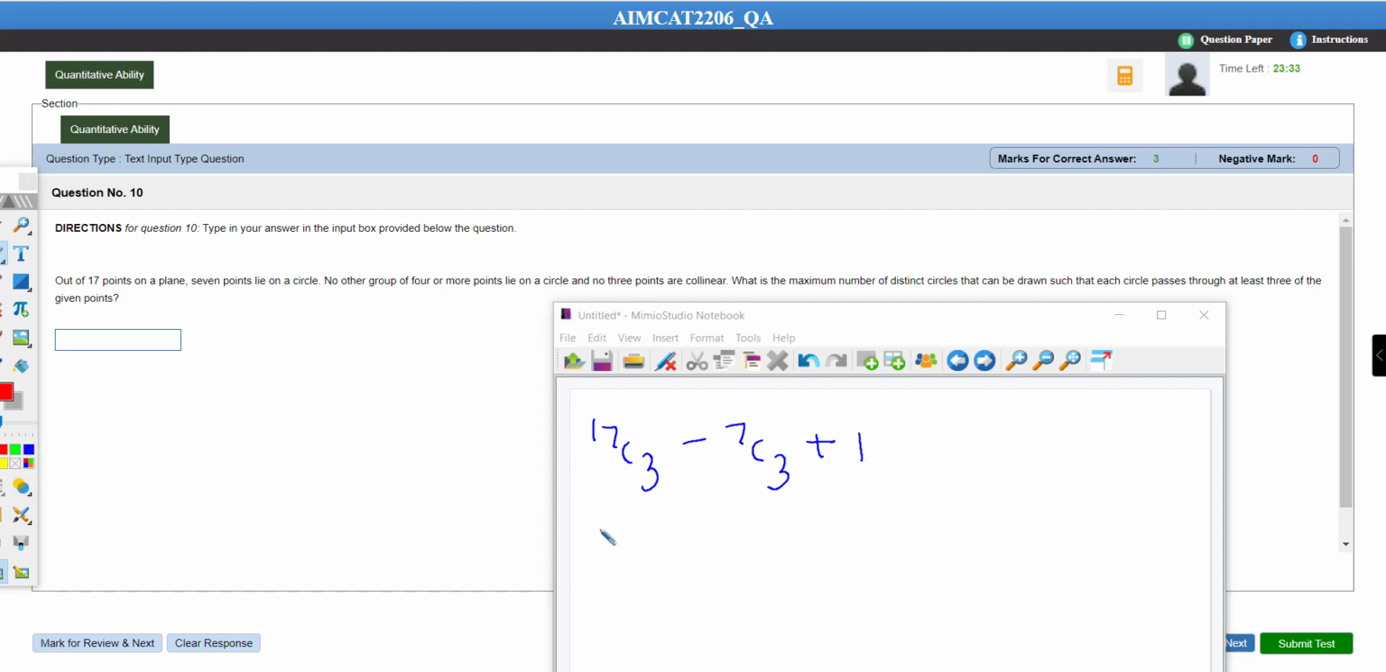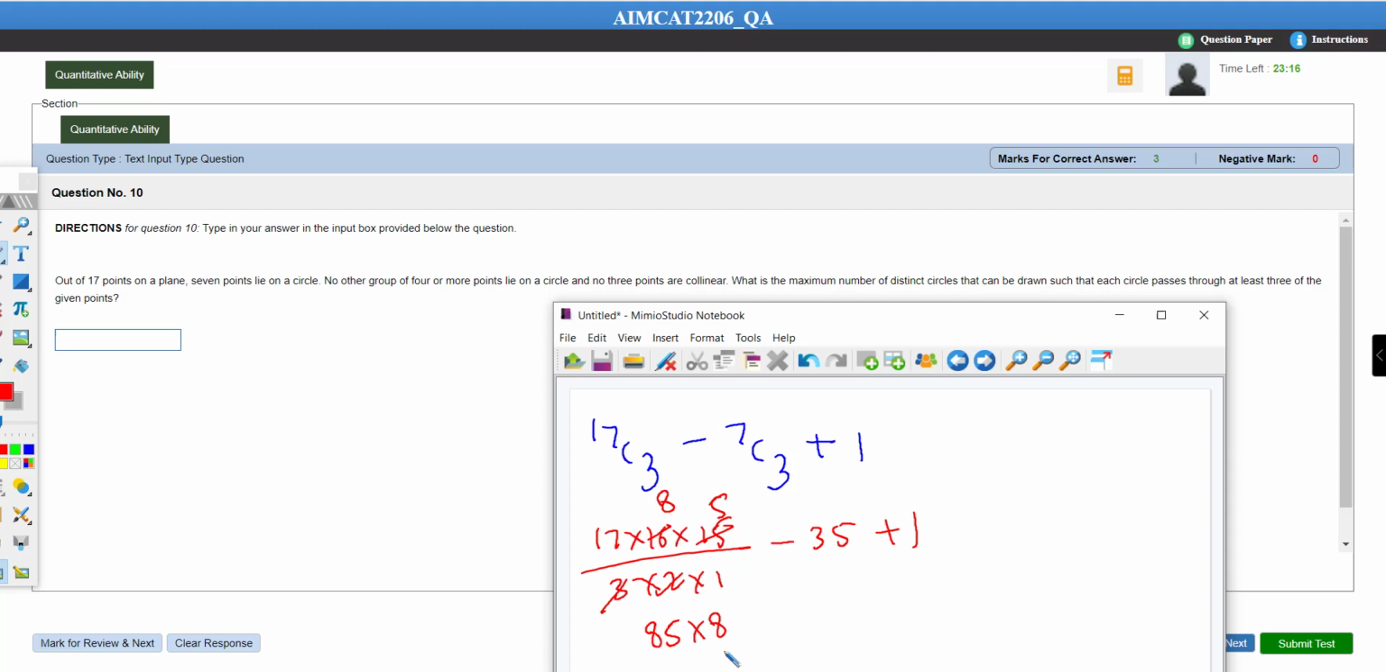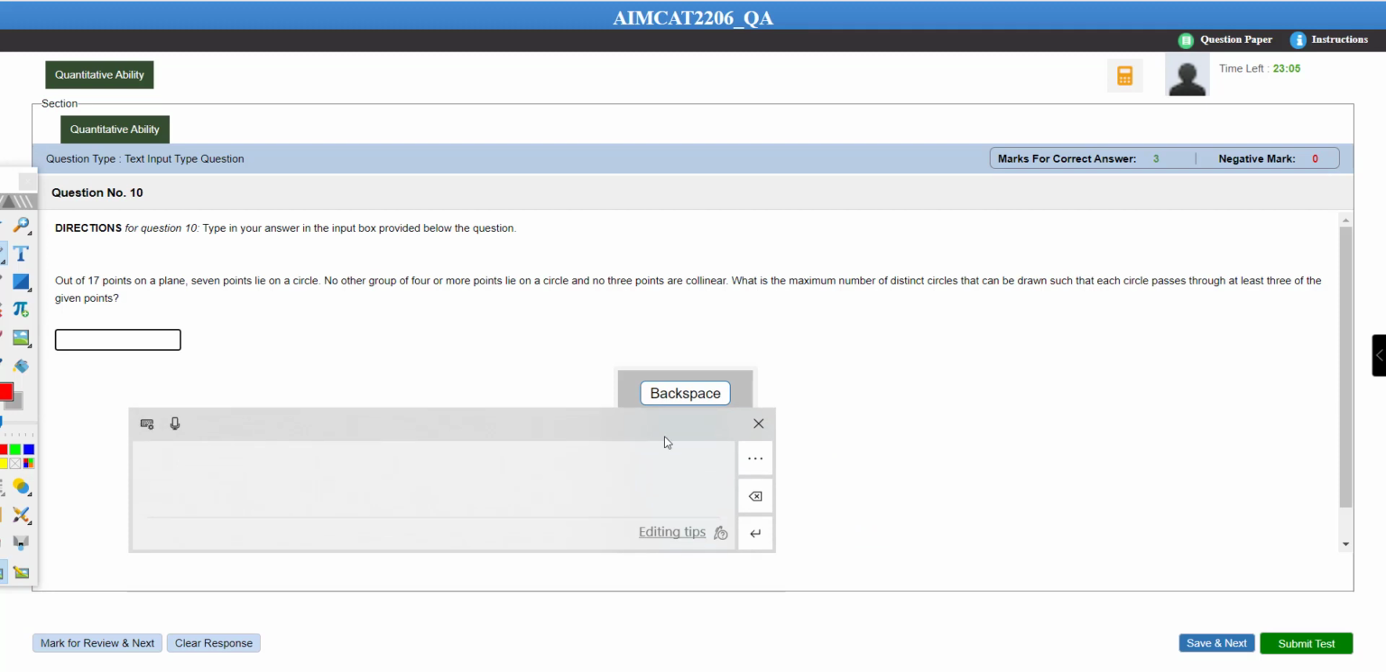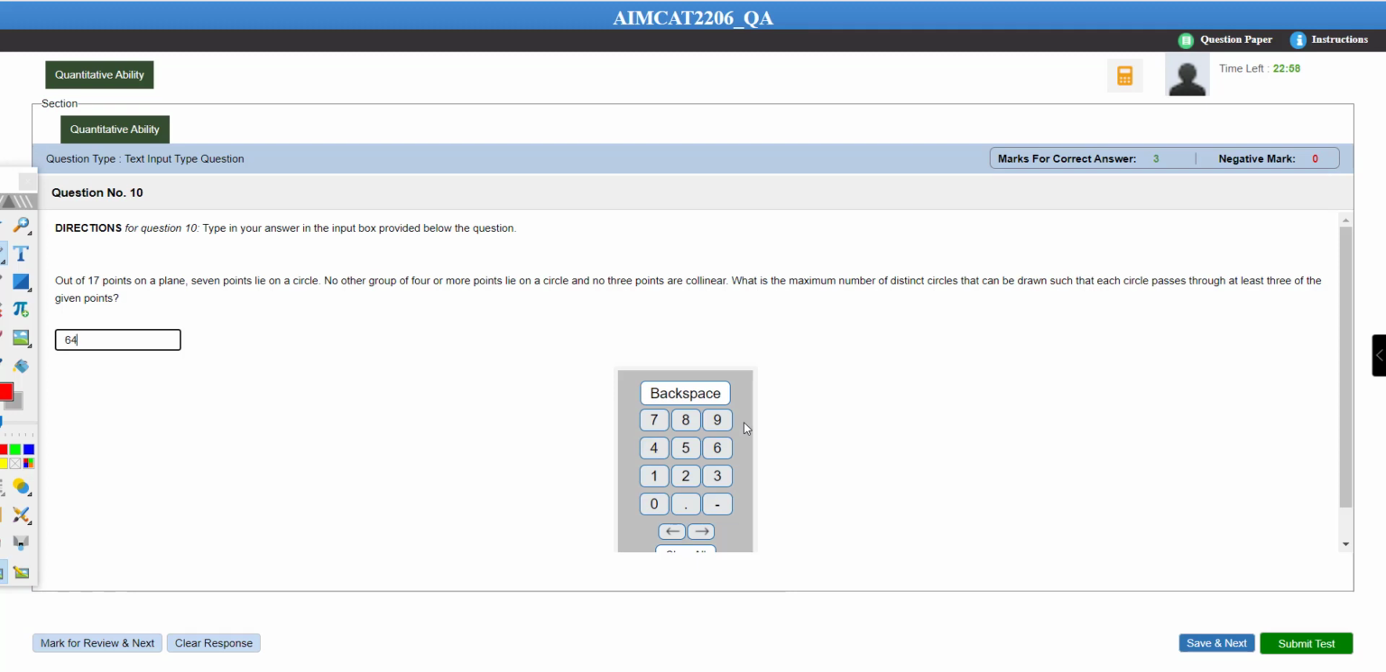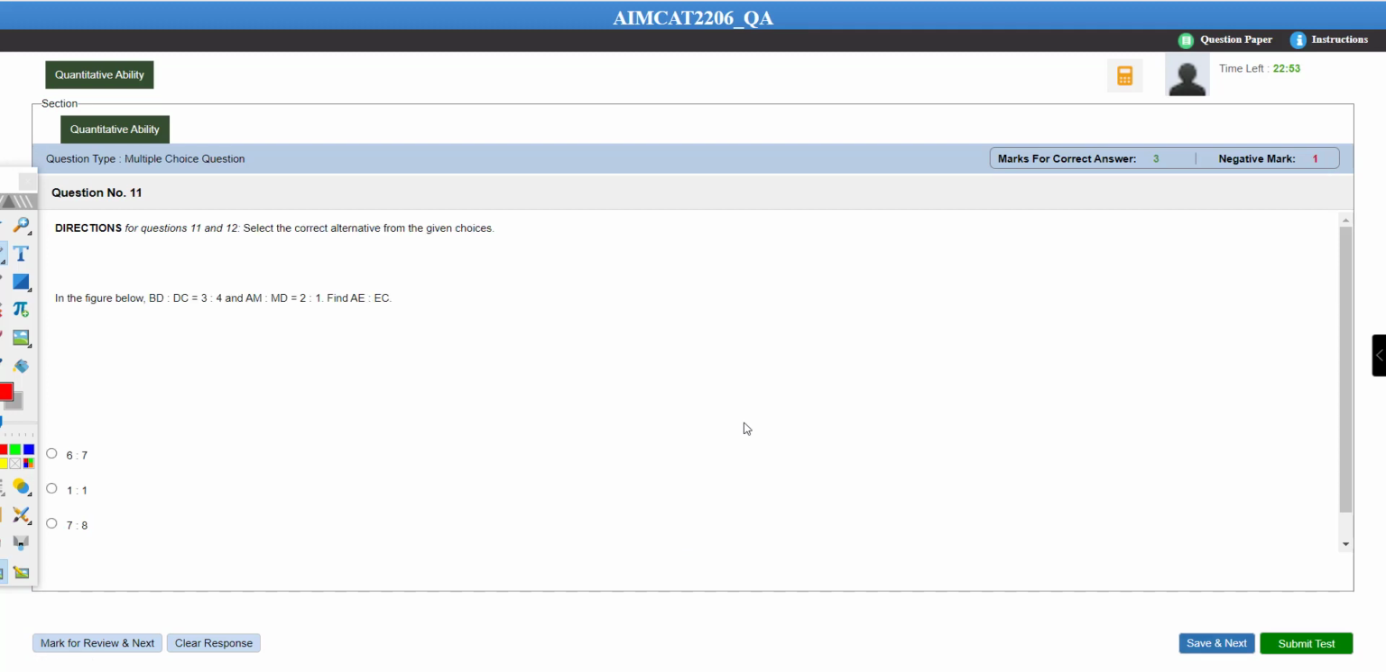17C3 is going to be how much? Look here, 17 into 16 into 15 divided by 3 into 2 into 1. 7C3 is going to be 35, plus 1. So this is 85 into 8, that is equal to 680, minus 35 plus 1, so that is equal to 645 plus 1, 646. Yes, so the answer is 646. Let me type the answer, 646. Okay, now after this let's move ahead to question number 11.